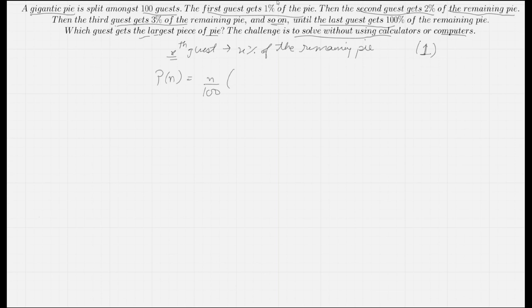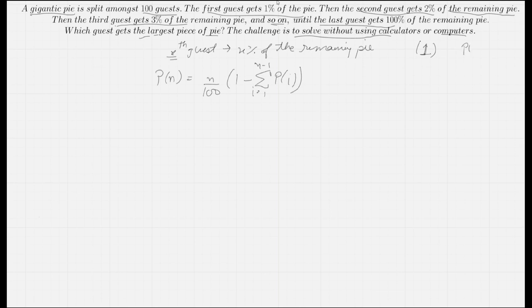n% of the remaining pie, right? What is the pie remaining here? It is 1 minus sigma of i equals 1 to n minus 1 of Pi, right? How is this? Let's see an example.